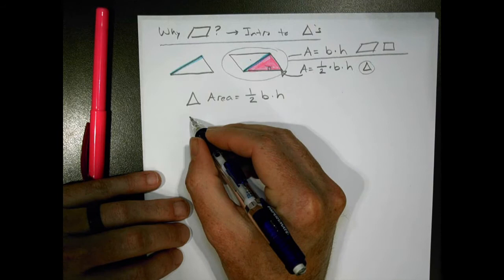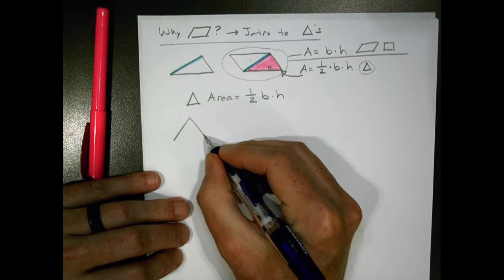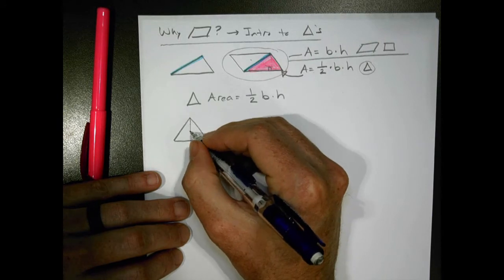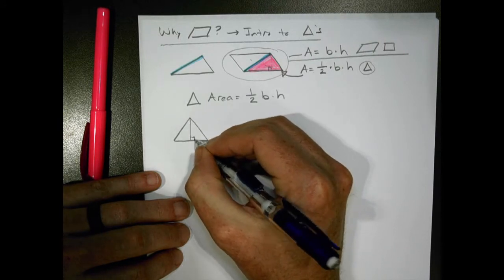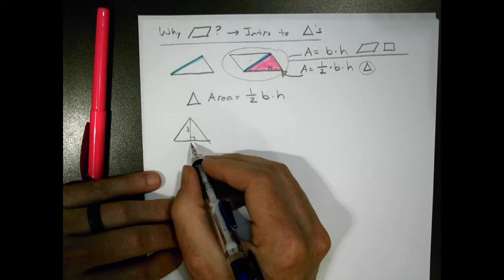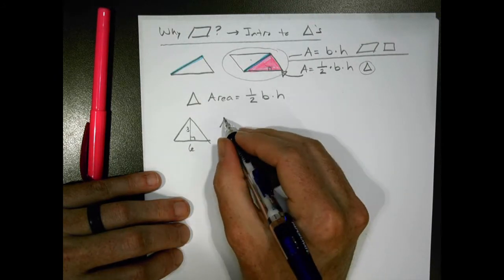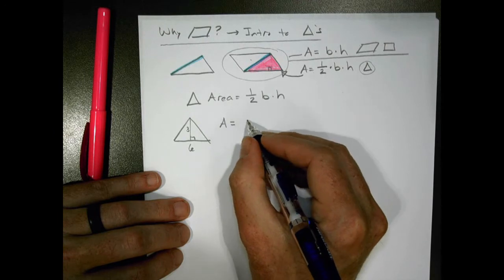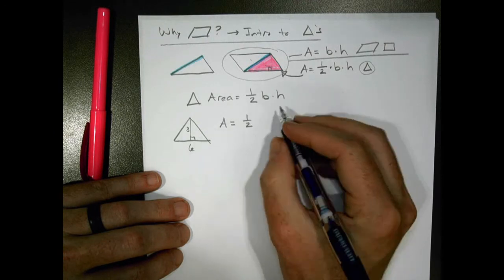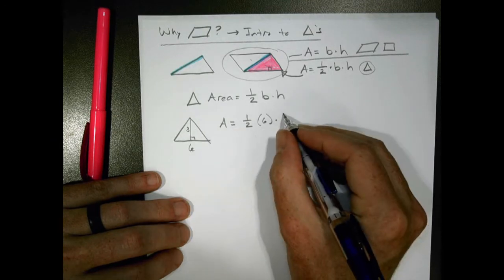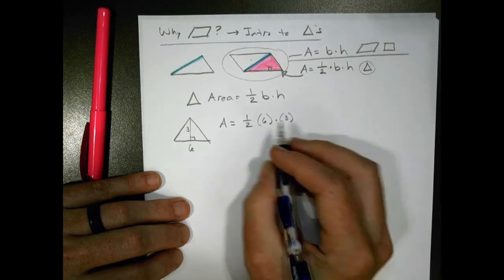So what we're saying is if we took a triangle, and these are not going to be to scale, so don't worry about that so much, and I drew a height right here, and I had a height of 3 and a base of 6. To find the area of that triangle, I would take the area and set it equal to 1/2 of the base, which is 6, times the height, which is 3. And I would solve that.